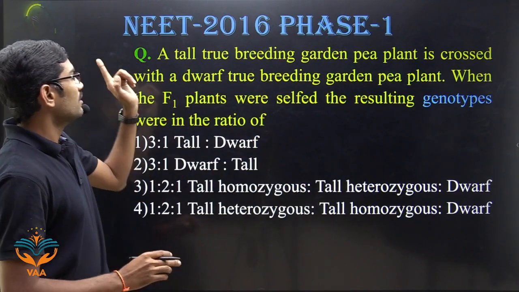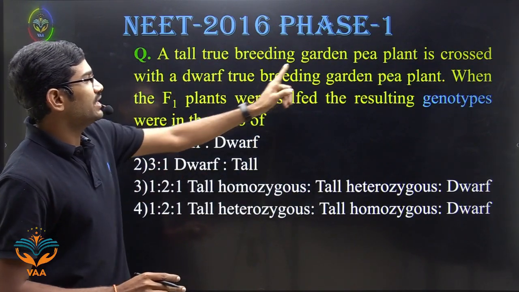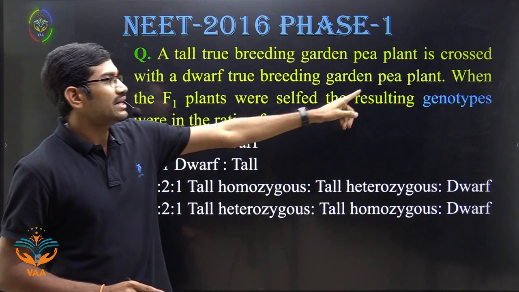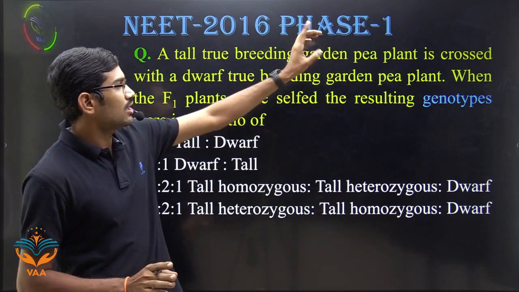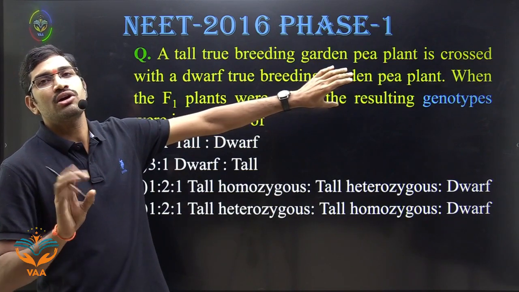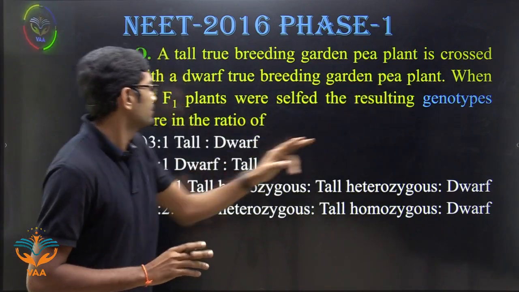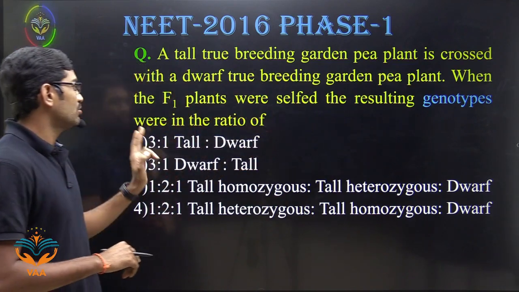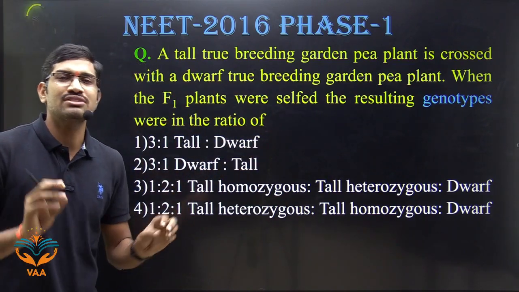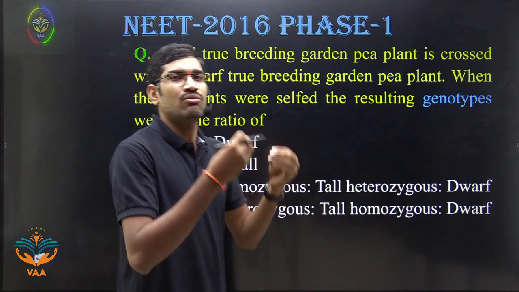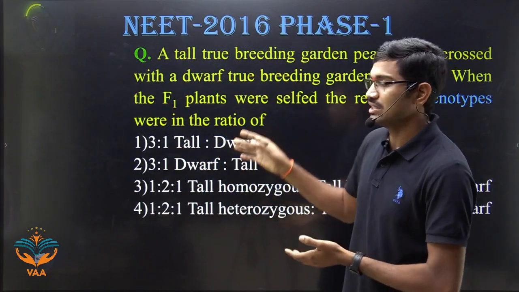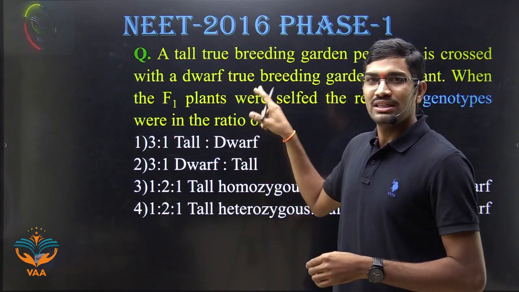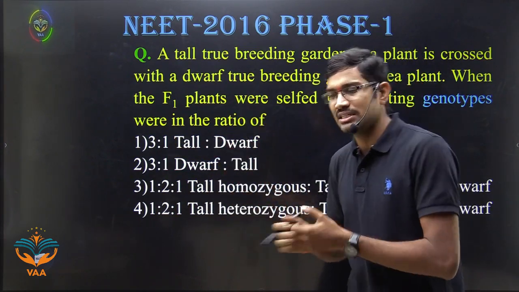Next one. A tall true breeding garden pea plant is crossed with a dwarf true breeding garden pea plant. Okay, tall true breeding and the dwarf true breeding. These two are crossed. When the F1 plants were selfed, the resulting genotypes were in the ratio of. It is very, very simple, and whatever we are studying in the NCERT, the same thing they have given here. But the important thing is, in the first option, in the F2 generation they are asking, this is the simple general cross only.